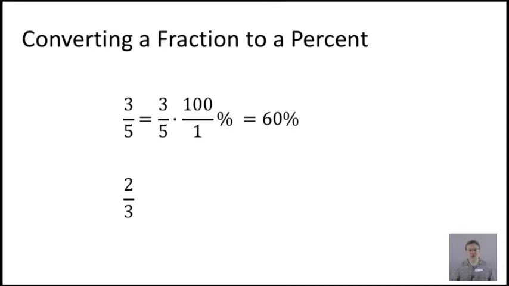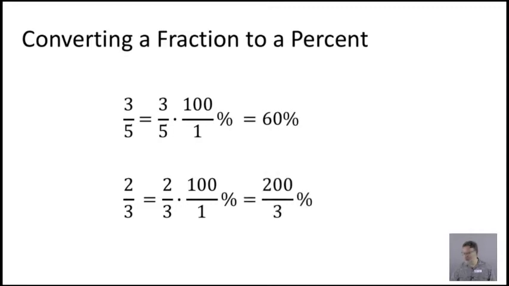We can do something similar with 2/3. When we multiply that by 100%, just like before, we get 200/3 of a percent. That's a little strange until we convert it into a mixed number, which converts to 66 2/3%. So think about this. If you were to give away 2/3 of a dollar, that would be 66 2/3 of a penny. 66 pennies and 2/3 of a penny.